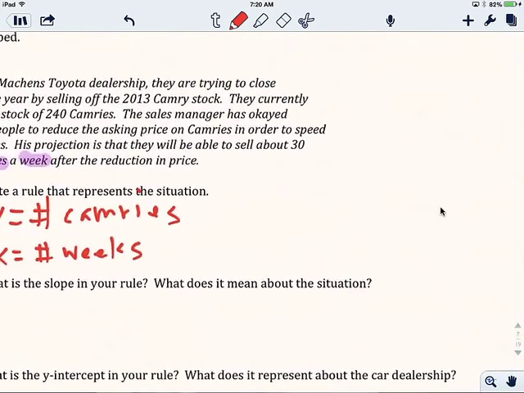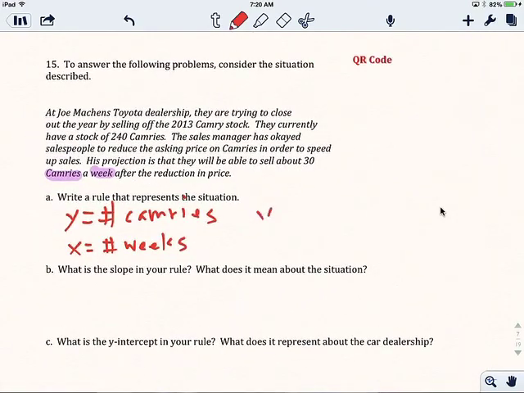Once I have my variables defined, I'm going to write y equals, and then I'll think about my starting point. My starting point here is that they have a stock of 240 Camrys. So I'm going to start at 240, and then I'll think about what's going on. We're selling about 30 Camrys a week, which means that we're taking away Camrys. That's taking away 30 for every week that goes by. So I have y equals 240 minus 30x.